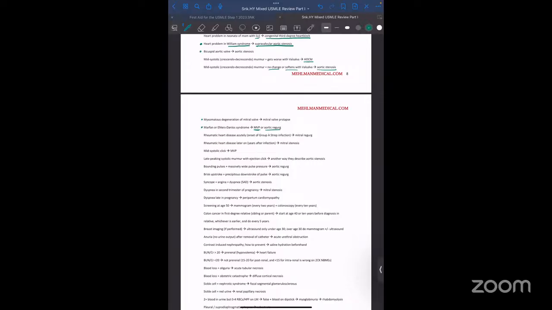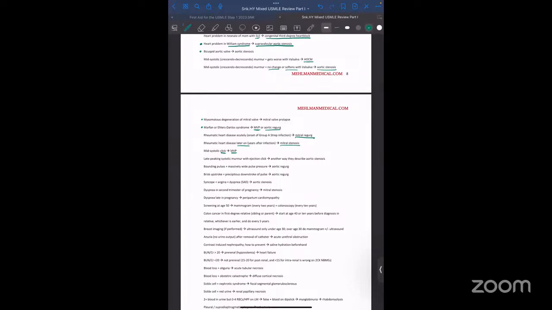Rheumatic heart disease acutely, onset of group A strep infection, is MR. Later on, years after rheumatic heart disease, is MS. Mid-systolic click is MVP. So Dr. Ryan says prolapse click, and I guess opening snap for stenosis. Anyway, mid-systolic click is for MVP.